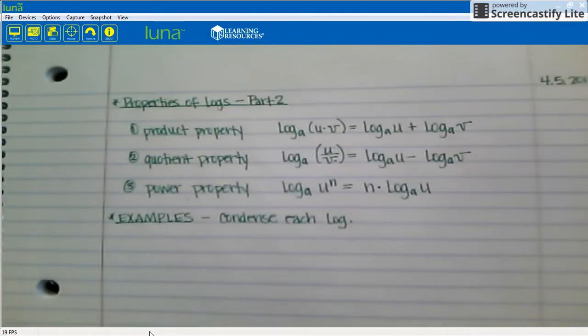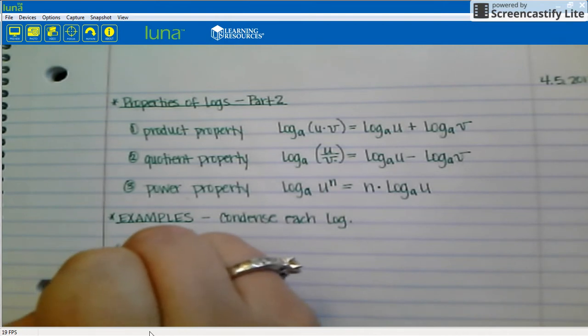Okay, so you should have had enough time to work through 2 through 16, working with expanding the logarithm, and now we're going to do each of these examples backwards. So instead of expanding them, we're taking a fully expanded logarithm and we're condensing it down.